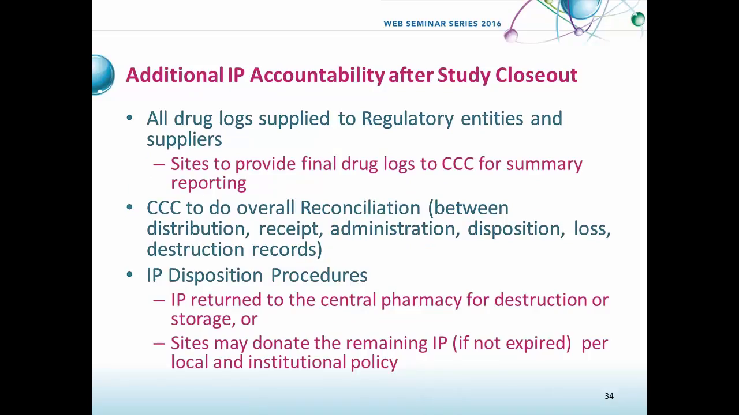It's important for site staff to know what is expected after a closeout visit. The site staff will provide final drug logs to the CCC for final reporting to the regulatory authorities and suppliers as required. The CCC will conduct an overall reconciliation of medication distributed, received, dispensed, lost, and destroyed. At the end of the study, the disposition of remaining IP will either be returned to the central pharmacy for destruction, or the site may donate the remaining IP per their local and institutional policies.